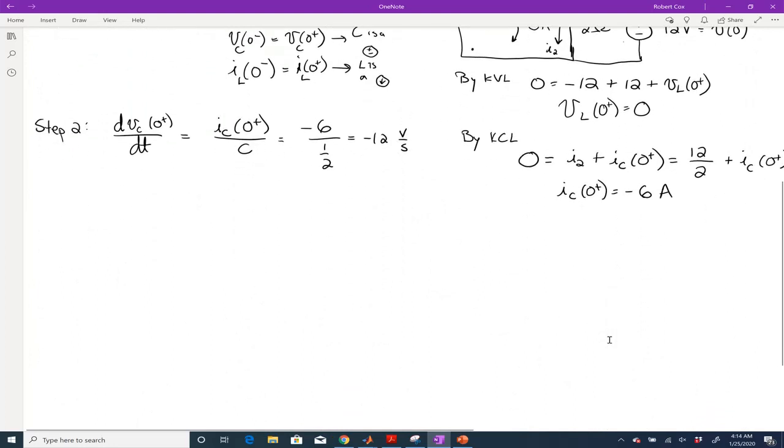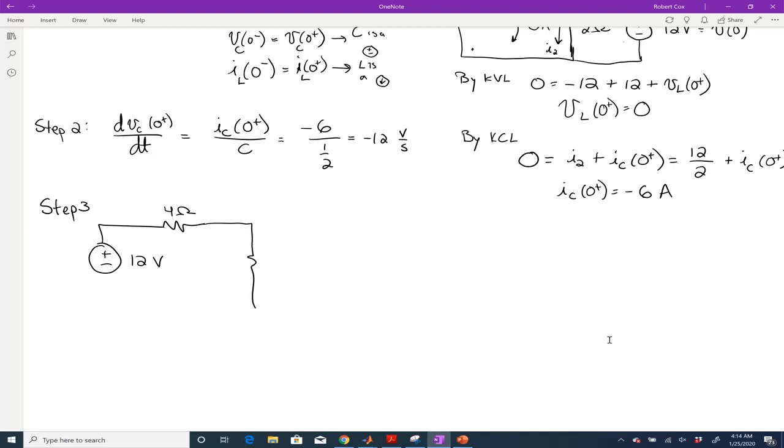So I'm going to redraw the circuit. For step 3, I have 12 volts. I have 4 ohms. The inductor is a short. So then over here I have my 2 ohms. And then the capacitor is an open.